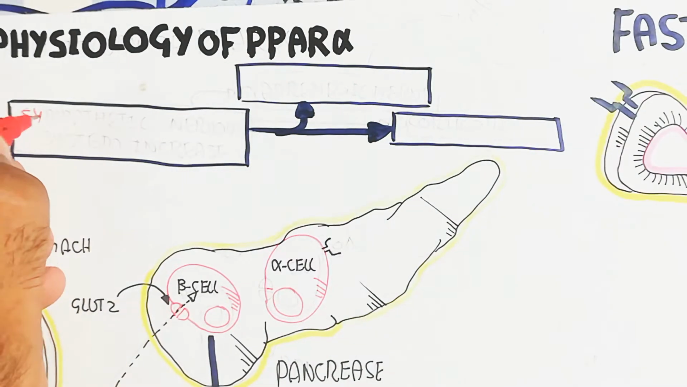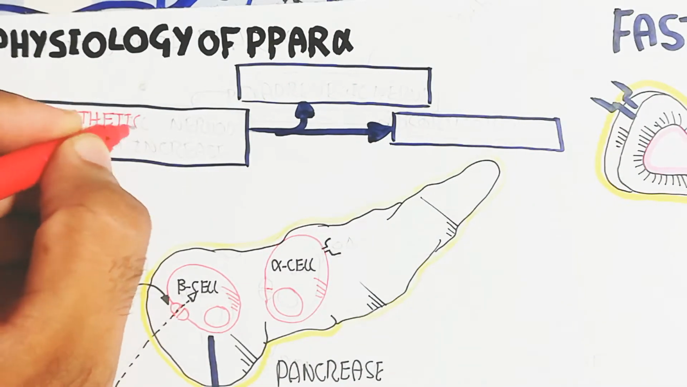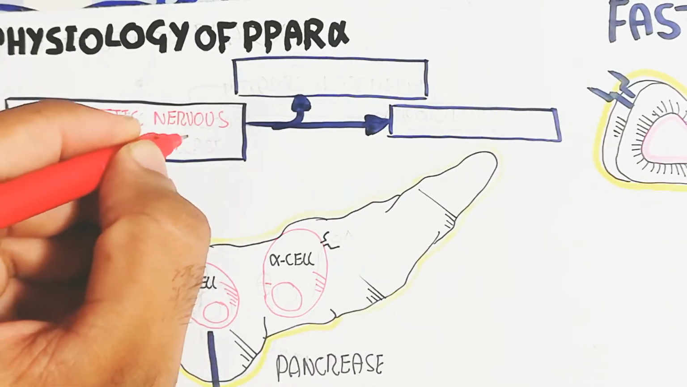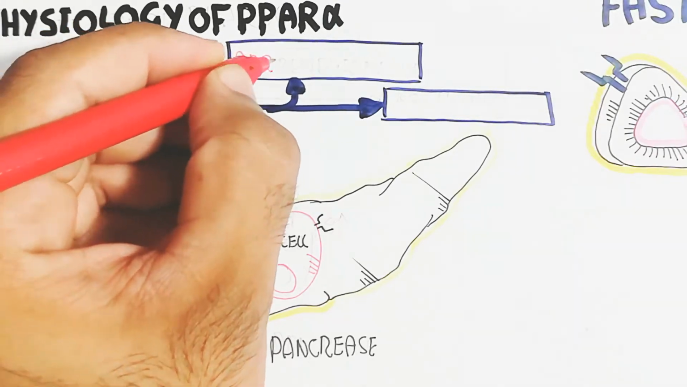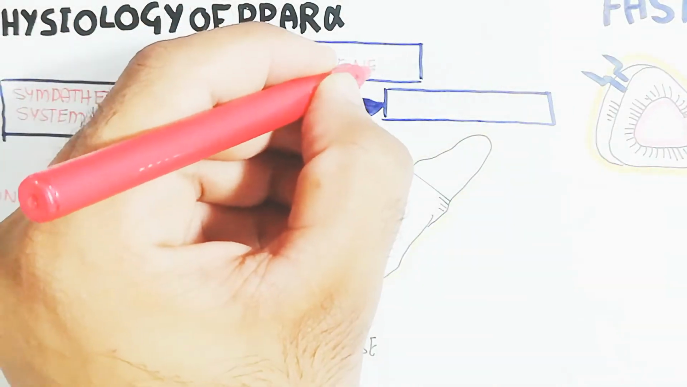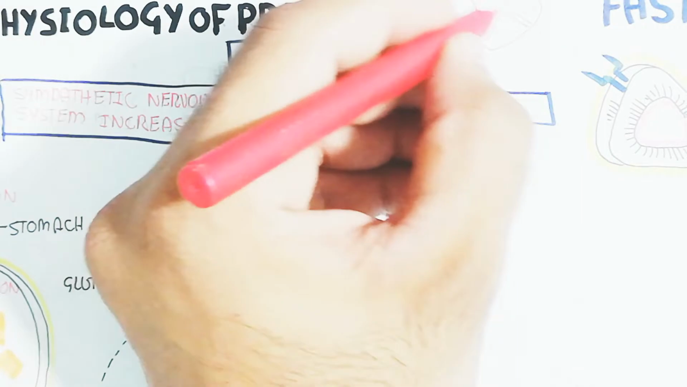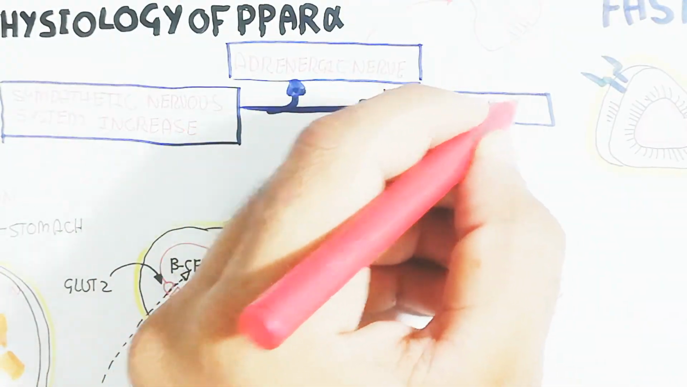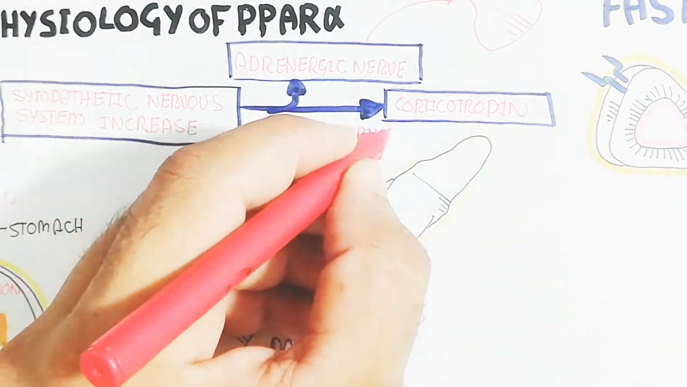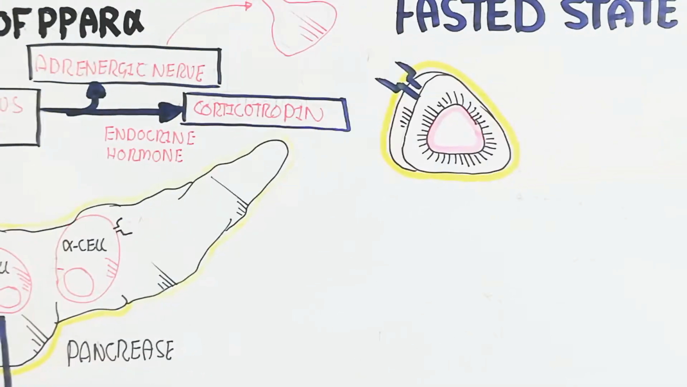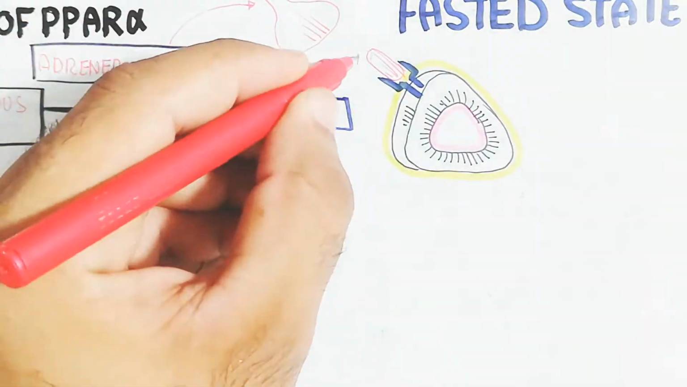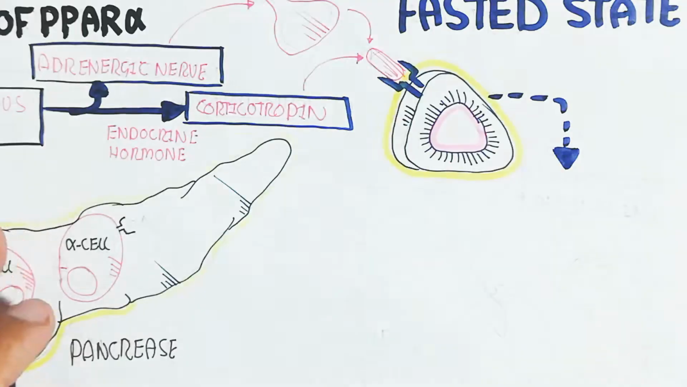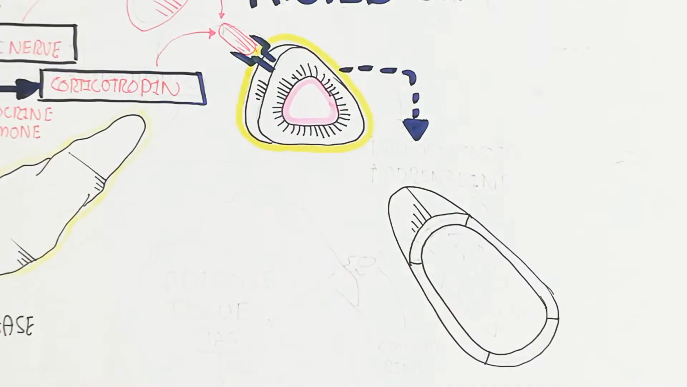In the fasted state, the sympathetic nervous system increases, not rest and digest but fight and flight response, leading to adrenergic nerve stimulation as the nervous system response. Meanwhile, the endocrine hormones are stimulated through the hypothalamus to the pituitary gland to produce corticotropin releasing hormone and then adrenocorticotropic hormone, which targets the adrenal gland to enhance glucocorticoid and adrenaline increase.